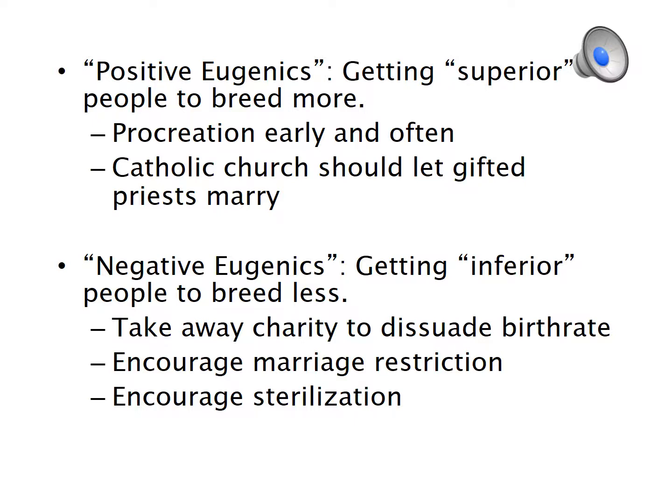At the same time, negative eugenics were trying to get inferior people to breed less. That is, they wanted to take away charity to dissuade the birth rate, to encourage marriage restrictions. So if you were a member of a group that was considered lesser or not as good, you wouldn't be allowed to marry someone else of another group. Or if you were somebody who was of a high group, you wouldn't be allowed to marry someone else. And to encourage sterilization as well.